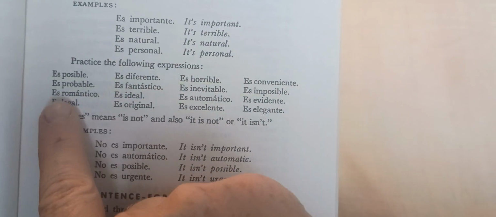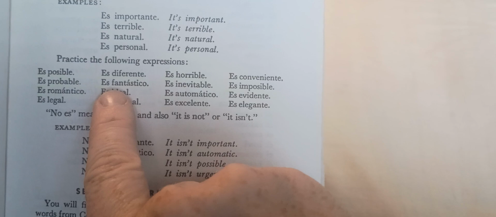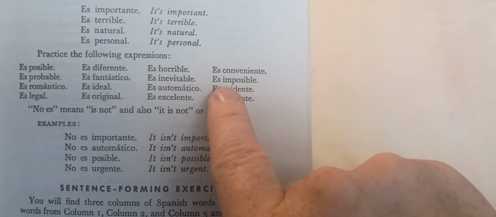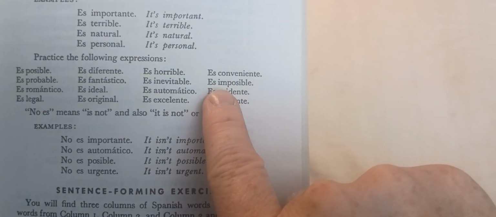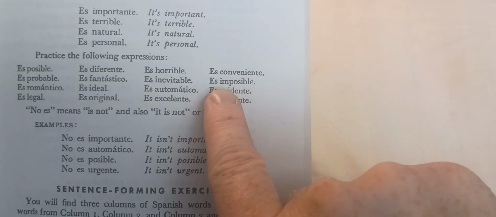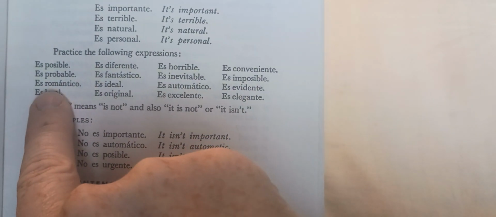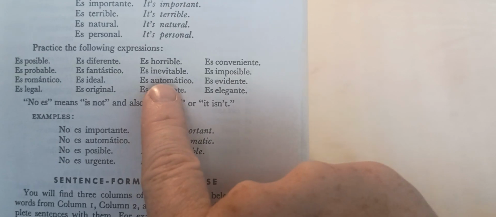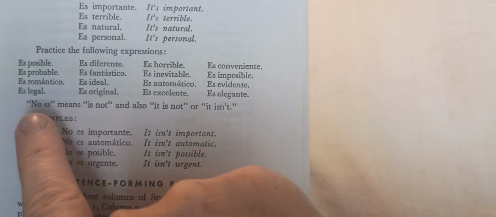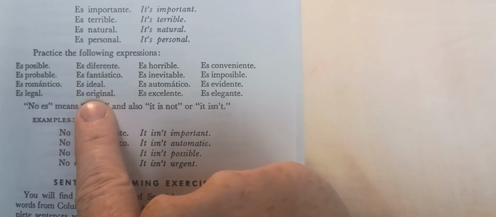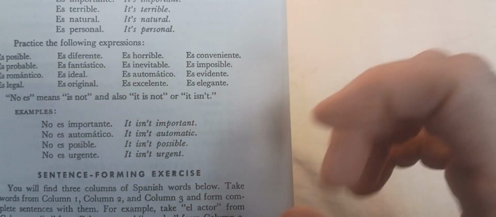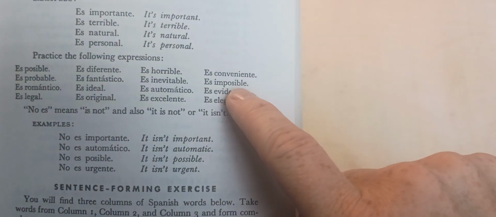Es posible. Es diferente. Es horrible. Es probable. Es fantástico. Es imposible. That one's a hard one. I'm going to skip it because my mouth won't do that today. Es romántico. Es automático. Es original. Es excelente. Imposible. Es imposible. There we go.